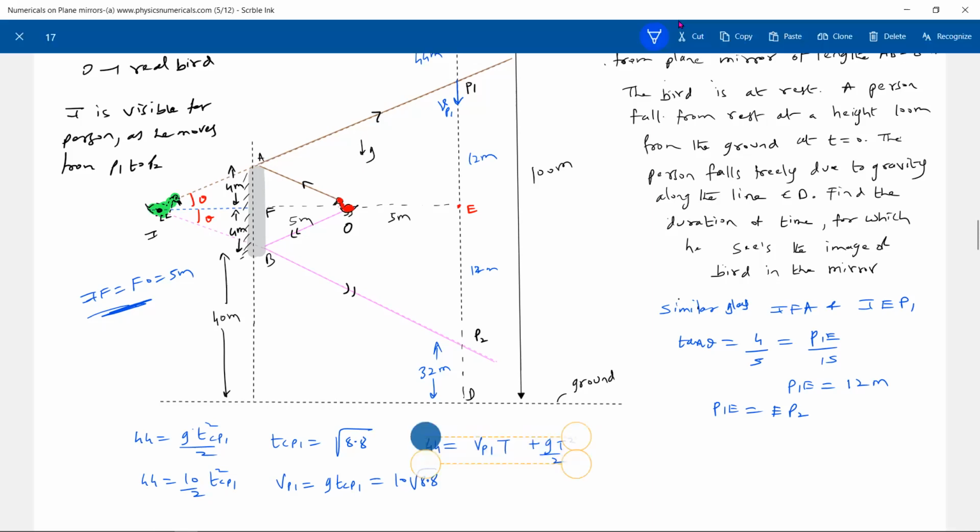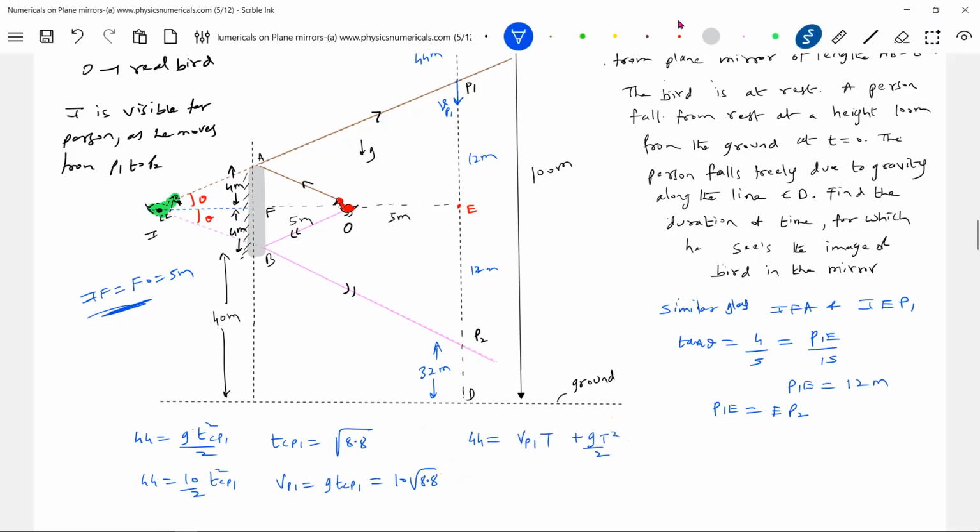Okay, almost we are at the end of the problem. What is that 44? If you want, I'll write it. This will be P1, P2. What is P1, P2? It will be 24. What is VP1? 10 root 8.8 T plus 10 by 2 T square. What is T? Time taken to move from P1 to P2. For that interval of time, the image of the bird will be visible.